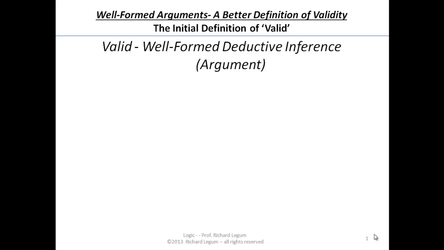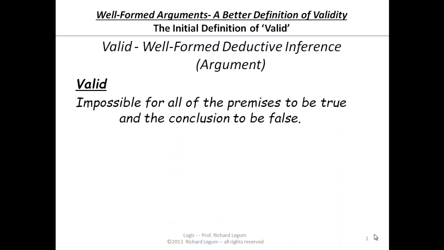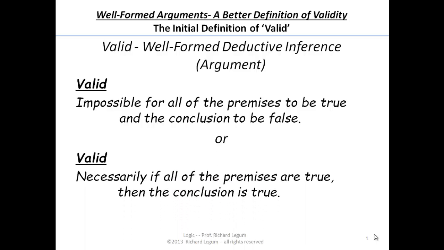Now, we had a pretty good definition, a pretty good understanding of what a valid inference or a valid argument was. In particular, we said that a valid argument is one where it's impossible for all the premises to be true and the conclusion false, or necessarily, if all the premises are true, then the conclusion is true. The same thing. It can't be that we have true premises and a false conclusion in a valid argument.